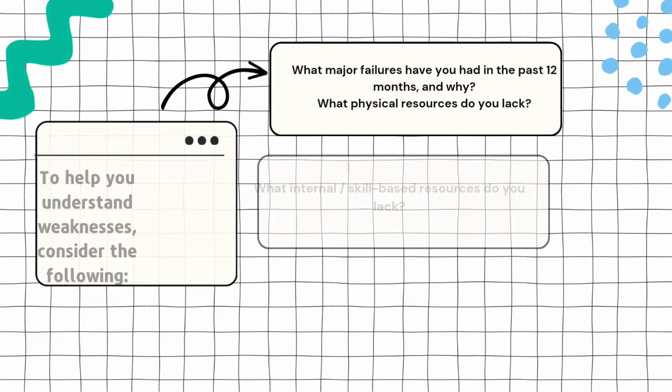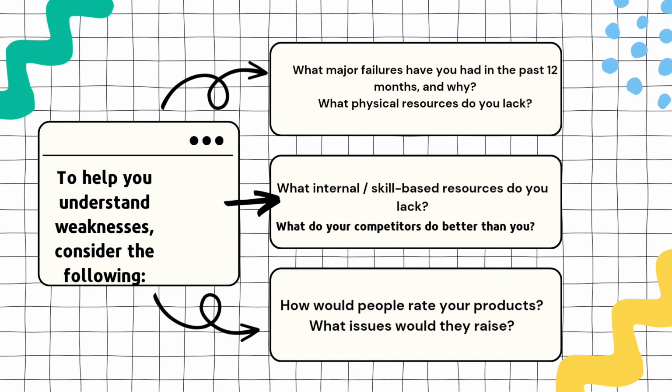Consider the following. What major failures have you had in the past 12 months and why? What physical resources do you lack? What internal resources do you lack? How do your competitors do better than you? How would people rate your products? What issues would they raise?